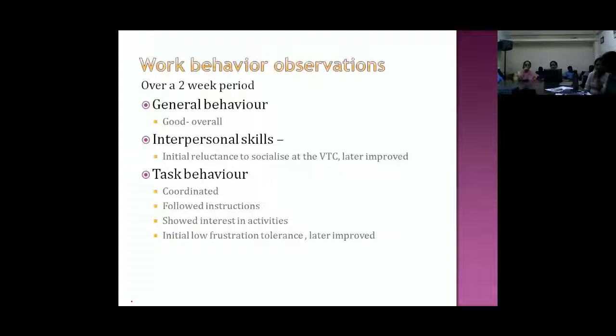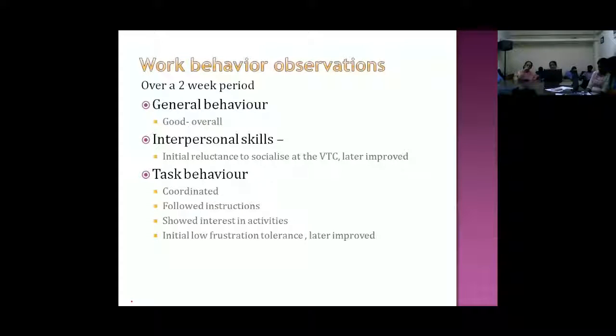The general behavior, interpersonal behavior, and task behavior were observed using a comprehensive occupational therapy evaluation skill. During the observation period, his general appearance was largely good. That means his self-care and dressing were adequate. He was willing to be engaged in any activity from the beginning. He was placed in the paper section.